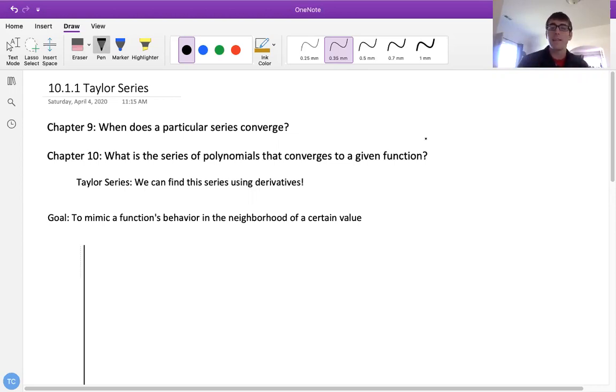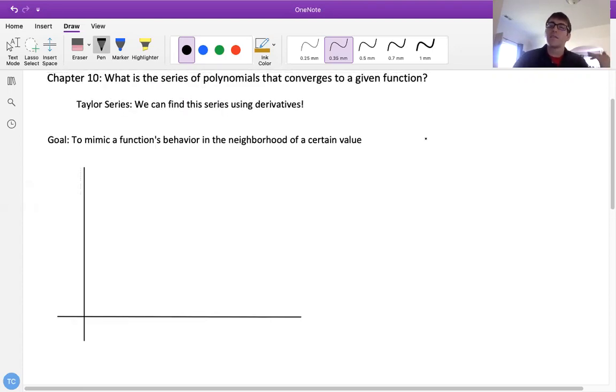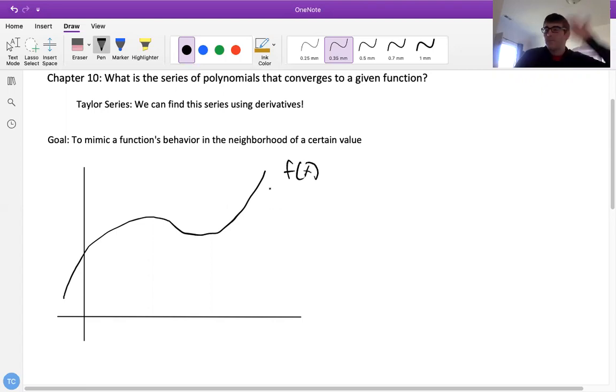So the underlying idea is that we want to mimic a function's behavior in the neighborhood of a certain value. What that means is matching its first derivative, maybe its second derivative, etc. So we're going to start off with an example. Say we have some function that we're going to call f of x. And this is maybe some sort of messy function. We don't really know how this function works, but we're assuming that we can find its derivatives at certain points at least.